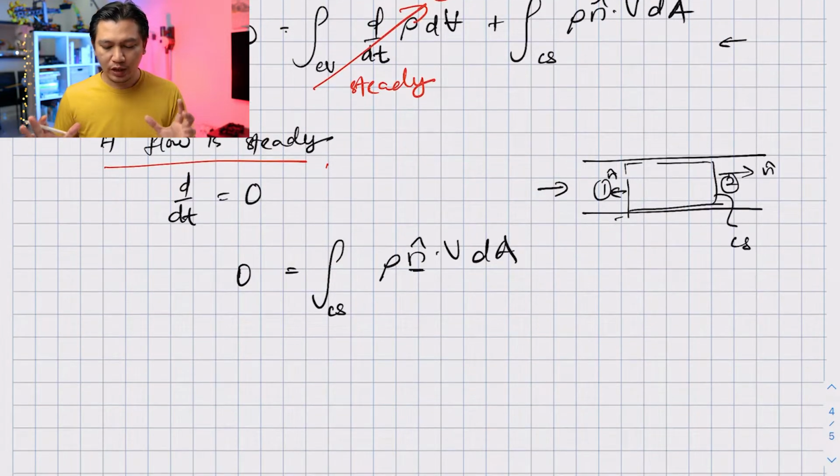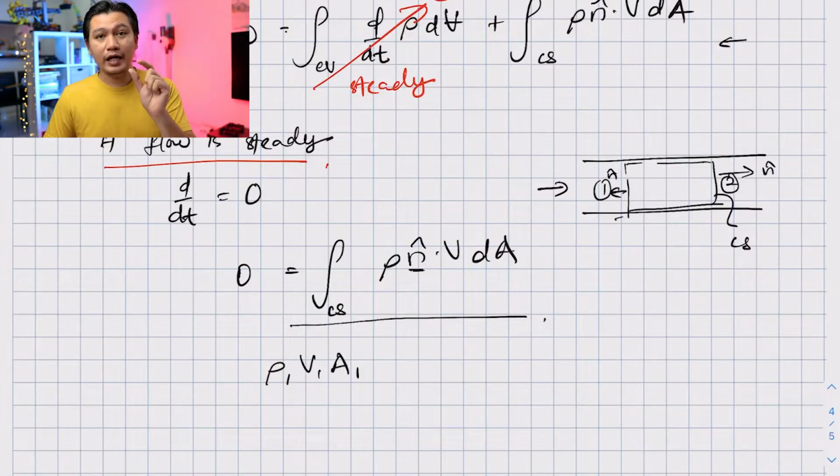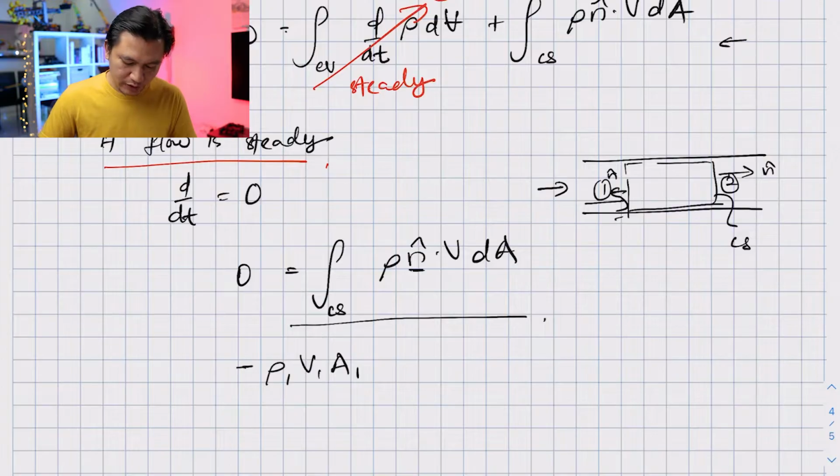When you have only one inlet and one exit, what you can do with this equation is write rho 1 V1 A1, but now n1 dot V1 is negative, because V is going from left to right but n is going from right to left. So this term will be negative, and then plus rho 2 V2 A2.